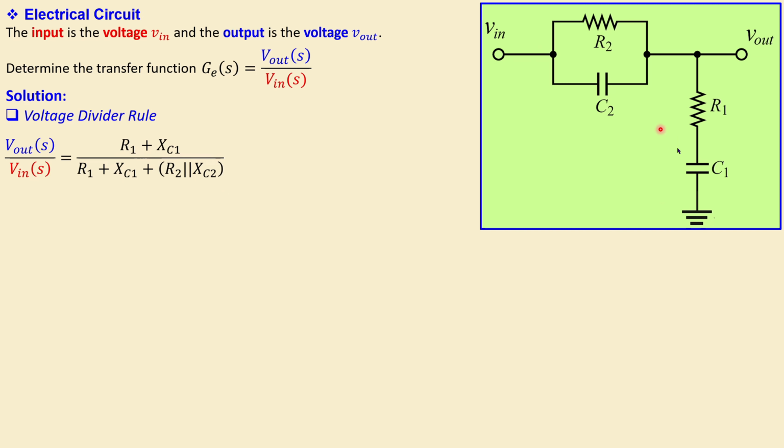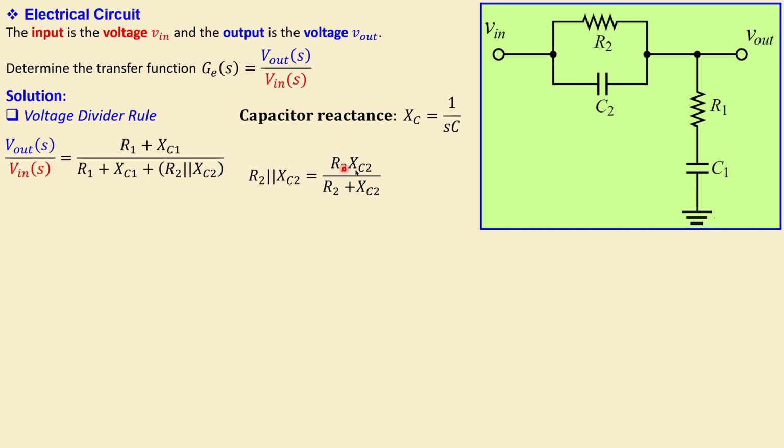So R1 plus the reactance of C1, over R1 plus the reactance of C1 plus this impedance, which is the parallel combination of R2 and C2, shown here as XC2. X is the reactance of a reactive component, in this case the capacitor. It can also be an inductor. For a capacitor, the general formula for reactance is 1 over SC in the Laplace domain. Specifically, R2 in parallel with C2 is XC2.